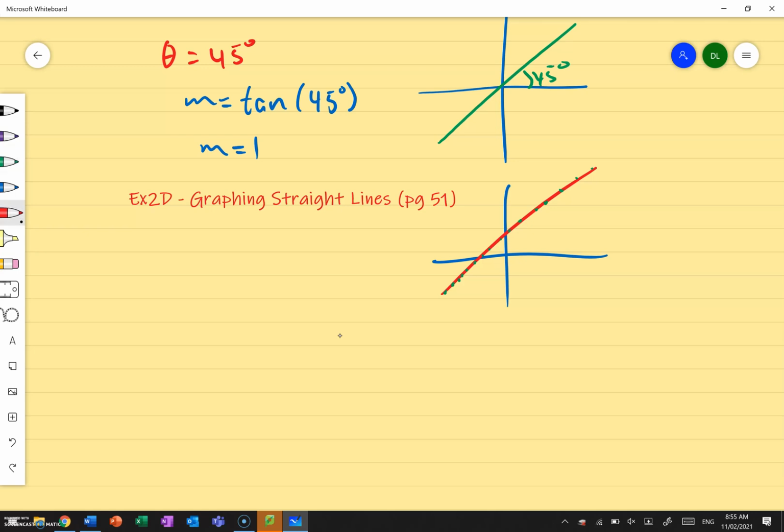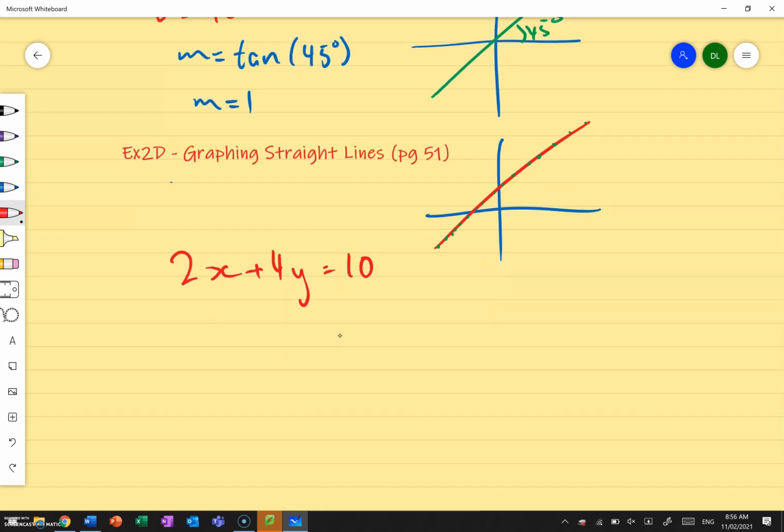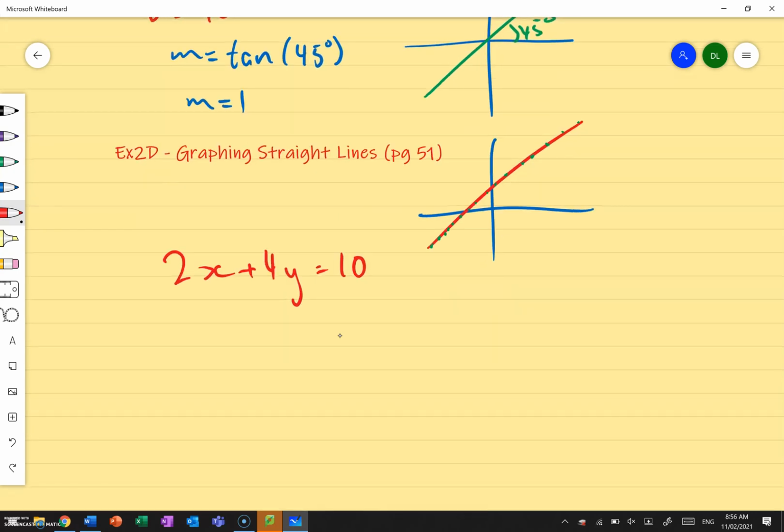So if I was to try and graph 2x plus 4y equals 10, what's the easiest way of approaching this question?